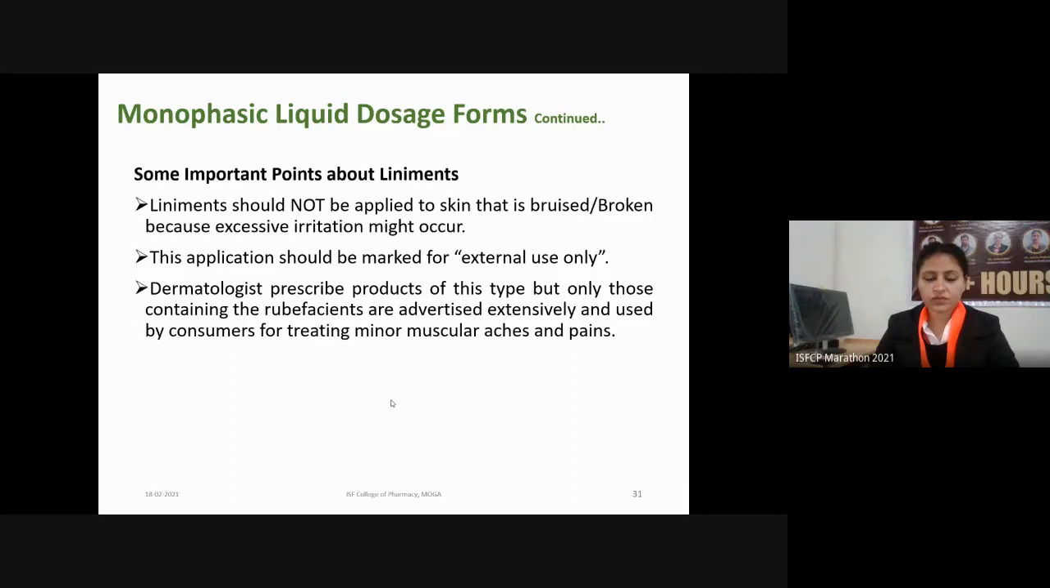I repeat, dermatologists prescribe products of these types, but only those containing rubefacients, and they are advisable and used extensively by consumers for treating minor muscle aches and pains. In the case of minor muscle aches and pains, these liniments can be used, and they are prescribed by the dermatologists.